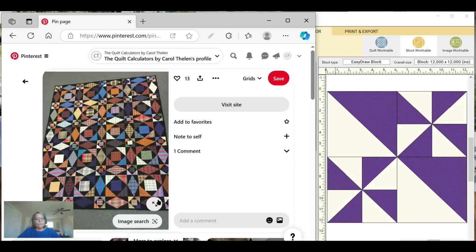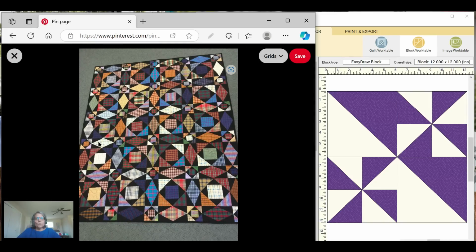Okay, this one. I love this quilt because it's all plaids. A long time ago, there was this big plaid thing. Everyone was making plaid quilts. But this quilt may look very difficult to do, but there are only 2 units in this quilt. One of the units is 2 different sizes.